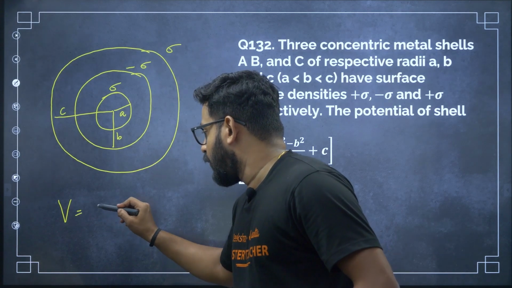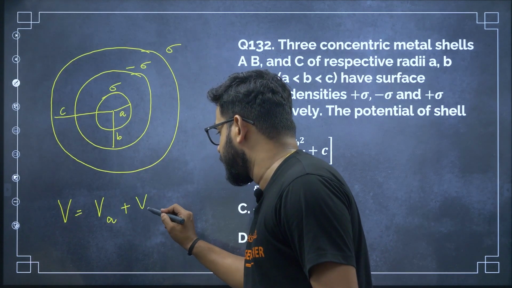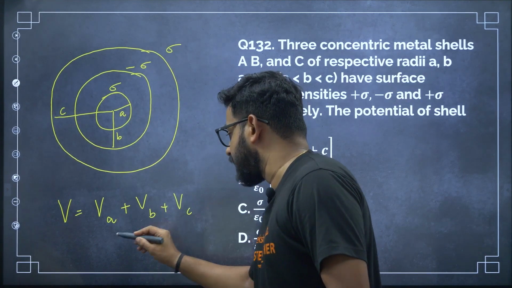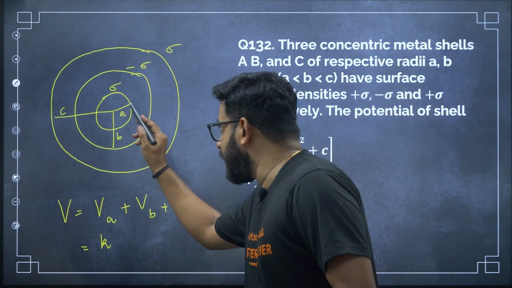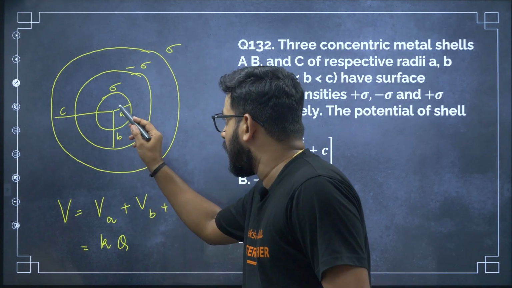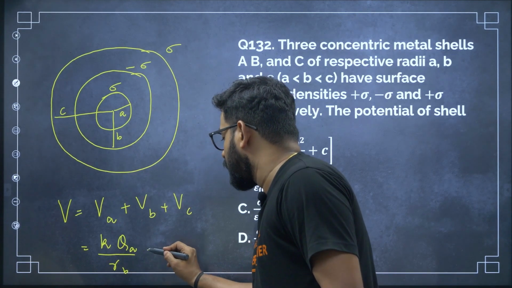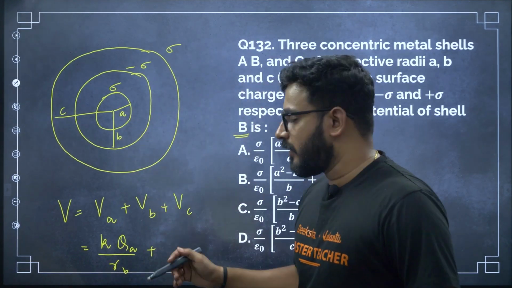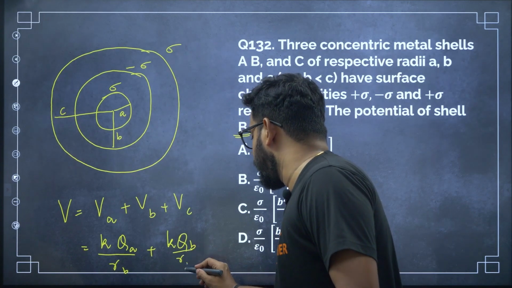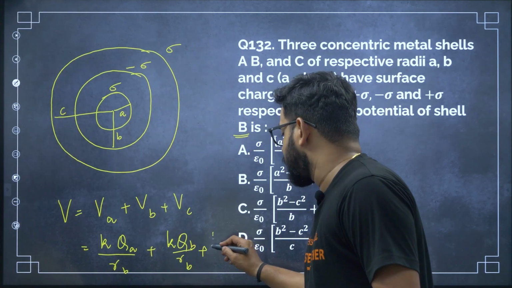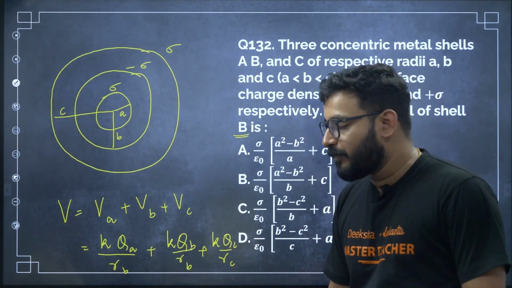How do you find out potential at A due to A plus potential due to B plus potential due to C, right? So how do you write them? How do you expand them? So we have K into QA divided by RB, because we want to find at B, you take that particular radius, K into QB into RB, plus the last one is the outermost shell, so we will take QC divided by RC, because it's outside we have to take that particular one.